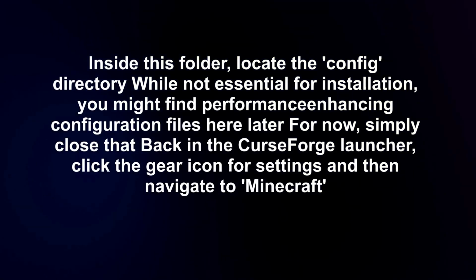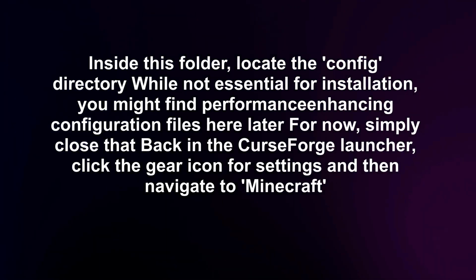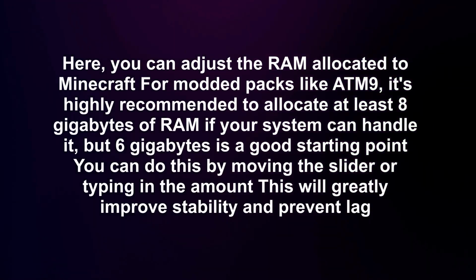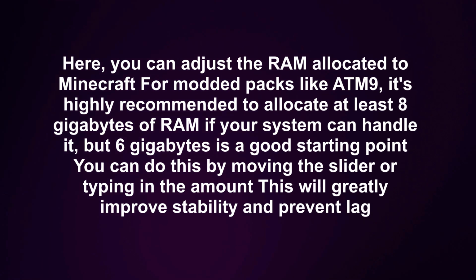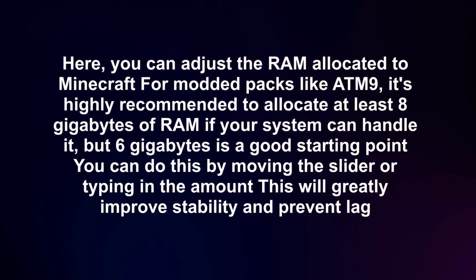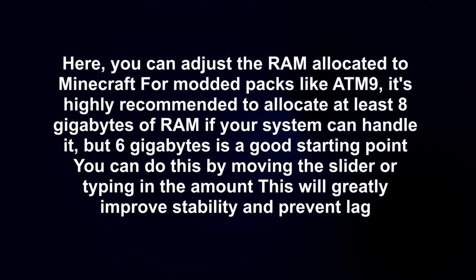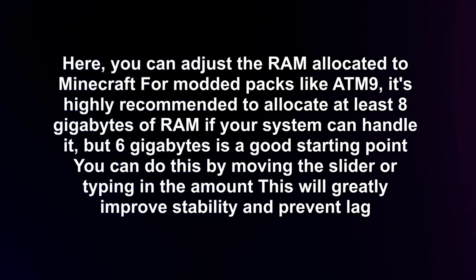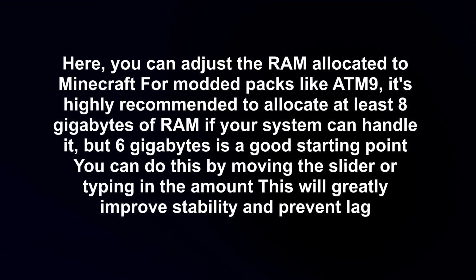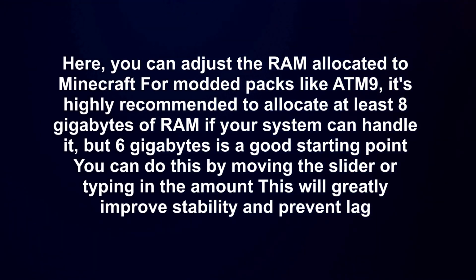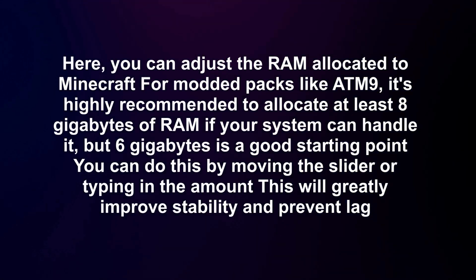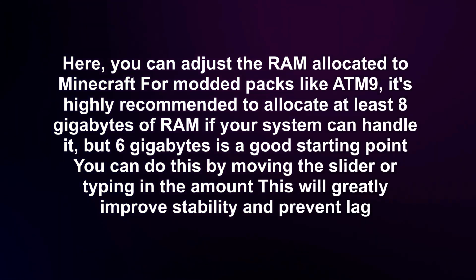Back in the CurseForge launcher, click the gear icon for settings and then navigate to Minecraft. Here, you can adjust the RAM allocated to Minecraft for modded packs like ATM 9. It's highly recommended to allocate at least 8 GB of RAM if your system can handle it, but 6 GB is a good starting point. You can do this by moving the slider or typing in the amount. This will greatly improve stability and prevent lag.